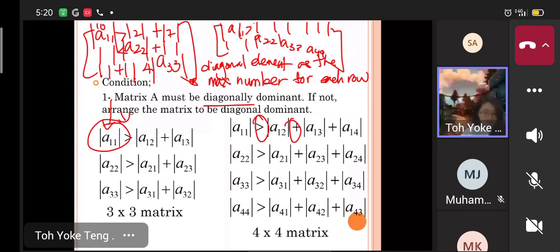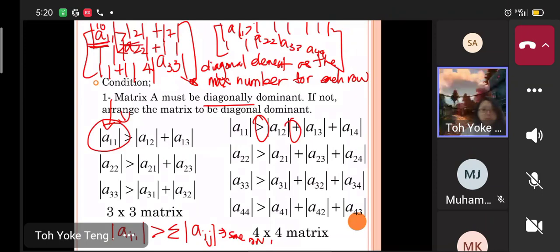So this is the way how I remember it, and then in general form there is AII greater than the summation of AIJ, which is from the same row. So for me, I just remember that the diagonal elements are greater than the other elements, just the thing.